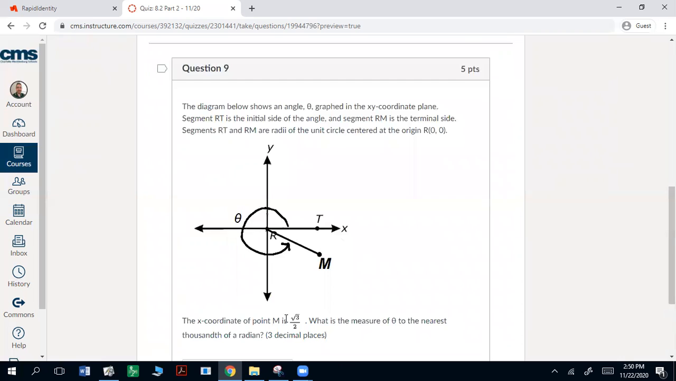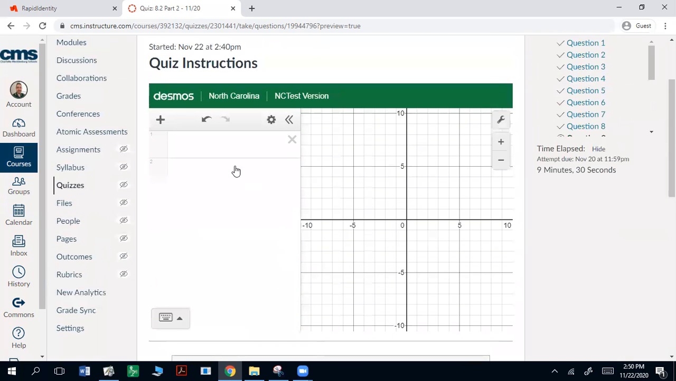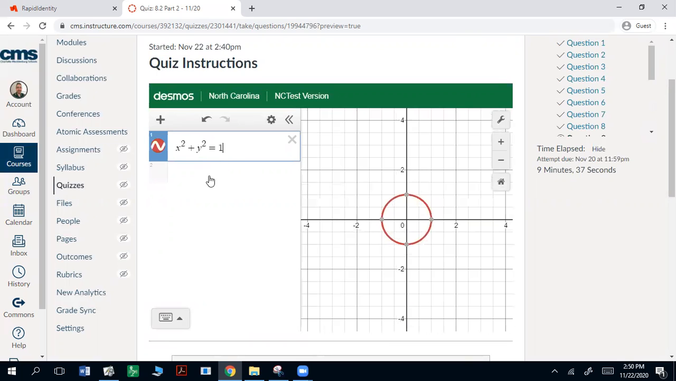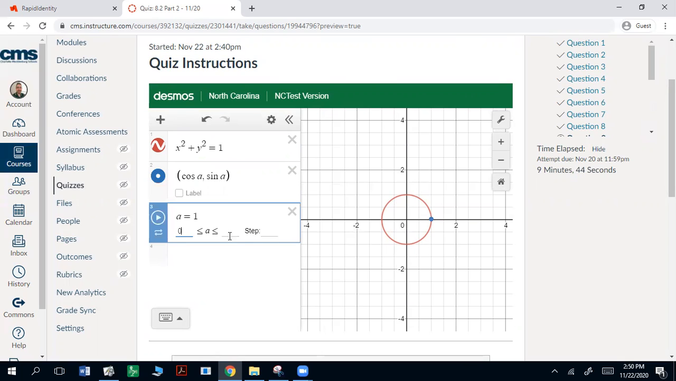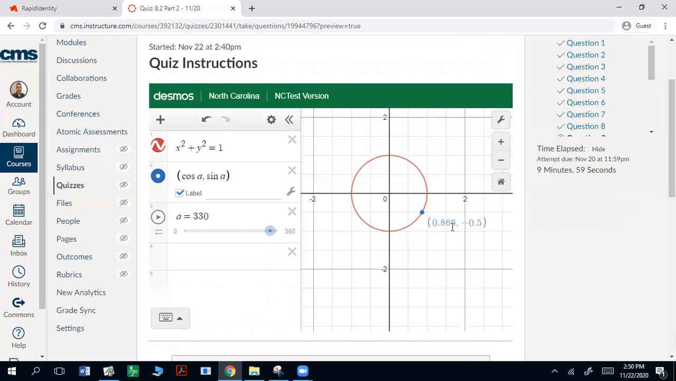But we want to know the x-coordinate is the square root of 3 over 2. And we can always verify that with graphing it. So x squared plus y squared equals 1. Parentheses, cosine A, comma, sine A. Add slider, 0, 360, 15. And let's move it. We'll label that. So it looks like the x value is the square root of 3 over 2. The y value is negative 1/2, so that's right.